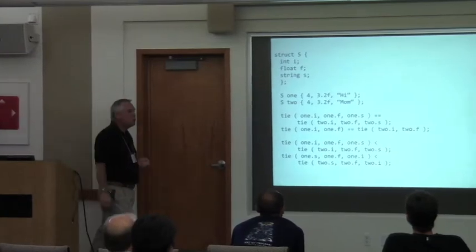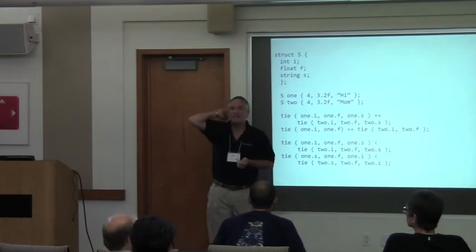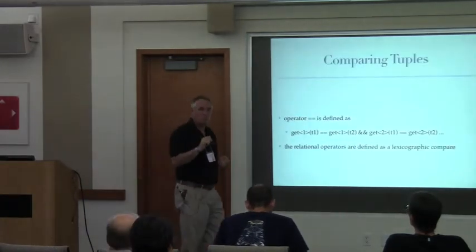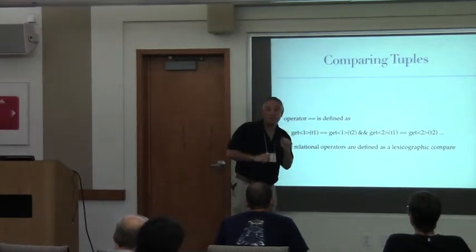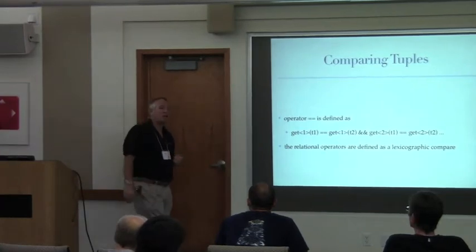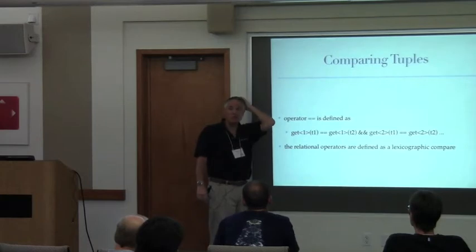Cool thing. You can use this to compare structs. I've got a question. Yes? Is the order in which the elements are compared well-defined, or is that up to the standard or the implementation? 0, 1, 2, I believe. The question was, is the order in which they are compared well-defined? And I believe it is. It's 0, 1, 2, increasing index.